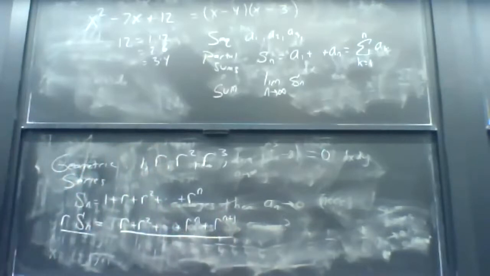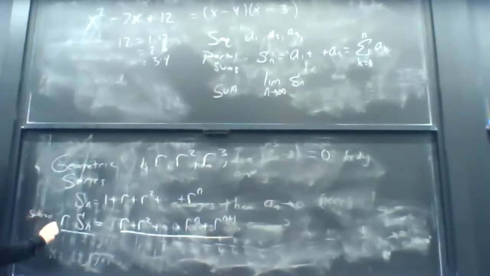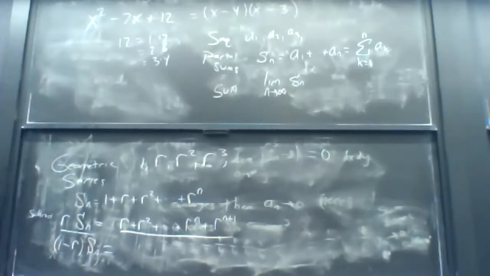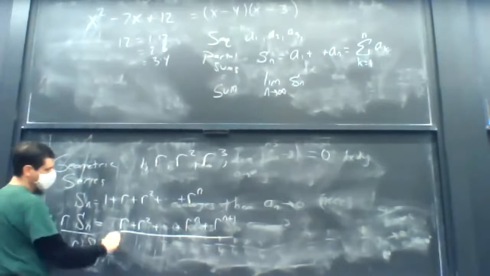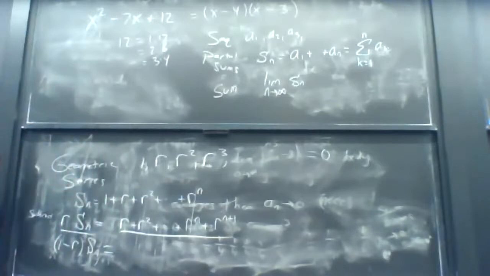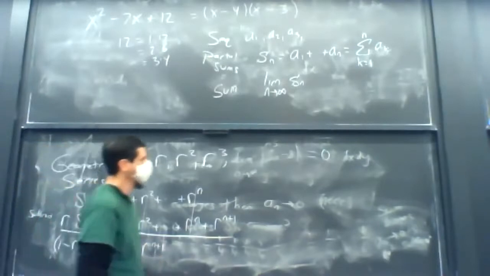And now if I subtract, I get Sn minus r times Sn, which is the same as 1 minus r times Sn. And when we subtract, notice that everything cancels except for the first and the last term. So we get 1 minus r to the n plus 1.